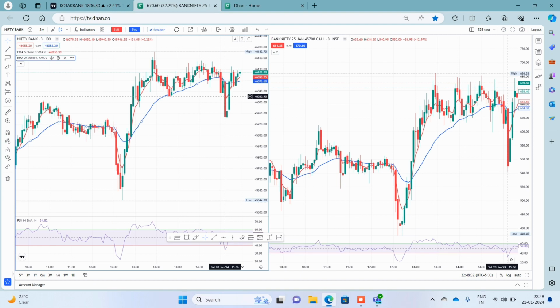You will get minimum 4 to 5 trades in any given day, but use it on the 3 minutes time frame. The preferable time frame to use is 3 minutes. You can also use it on the 5 minutes time frame as well.